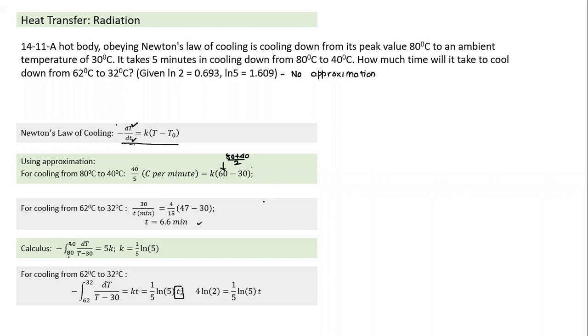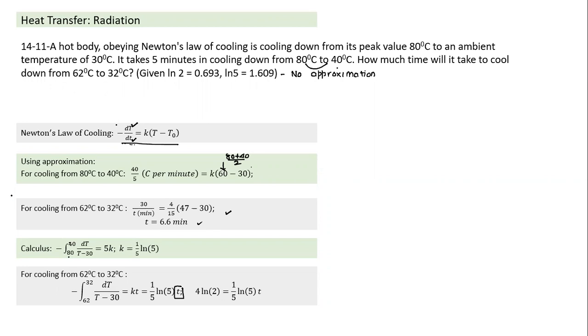So see that both parts are understood. One is how we calculate using approximation. Both ways, what are we doing? We are substituting the cooling from 80 to 40, and when we do that, we are finding the constant of proportion, and then we are using the second stage cooling from 60 to 30.